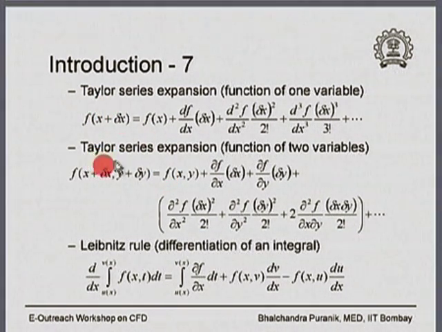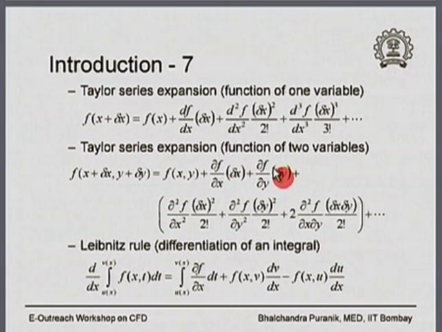Thus, immediately I have tried to list the Taylor series expansion for a function of two variables. So, now we are dealing with a function which has a value at the point x comma y, and then the function value at the point x plus delta x and y plus delta y. So, now we are moving both in x direction and y direction by the distances delta x and delta y respectively. When we are dealing with a two dimensional situation such as this, the Taylor series expansion will involve partial derivatives with respect to x and y.